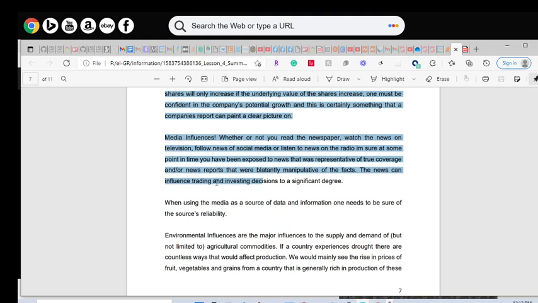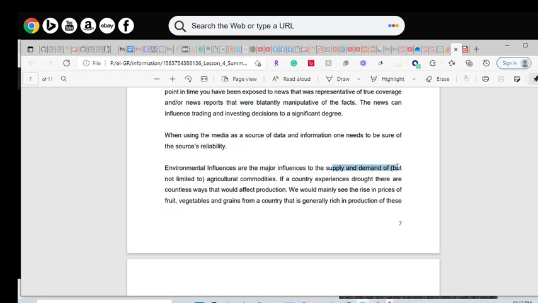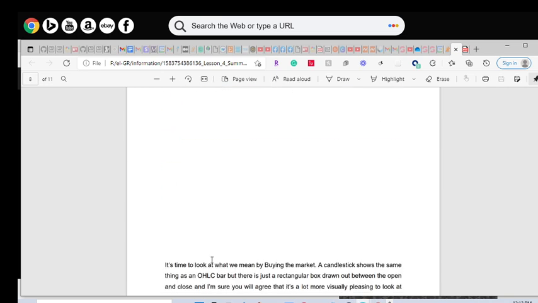Media influences also play a role, representing coverage of reports. Environmental influences are there too, such as supply and demand of agricultural commodities, like a rise in prices of fruits and such.